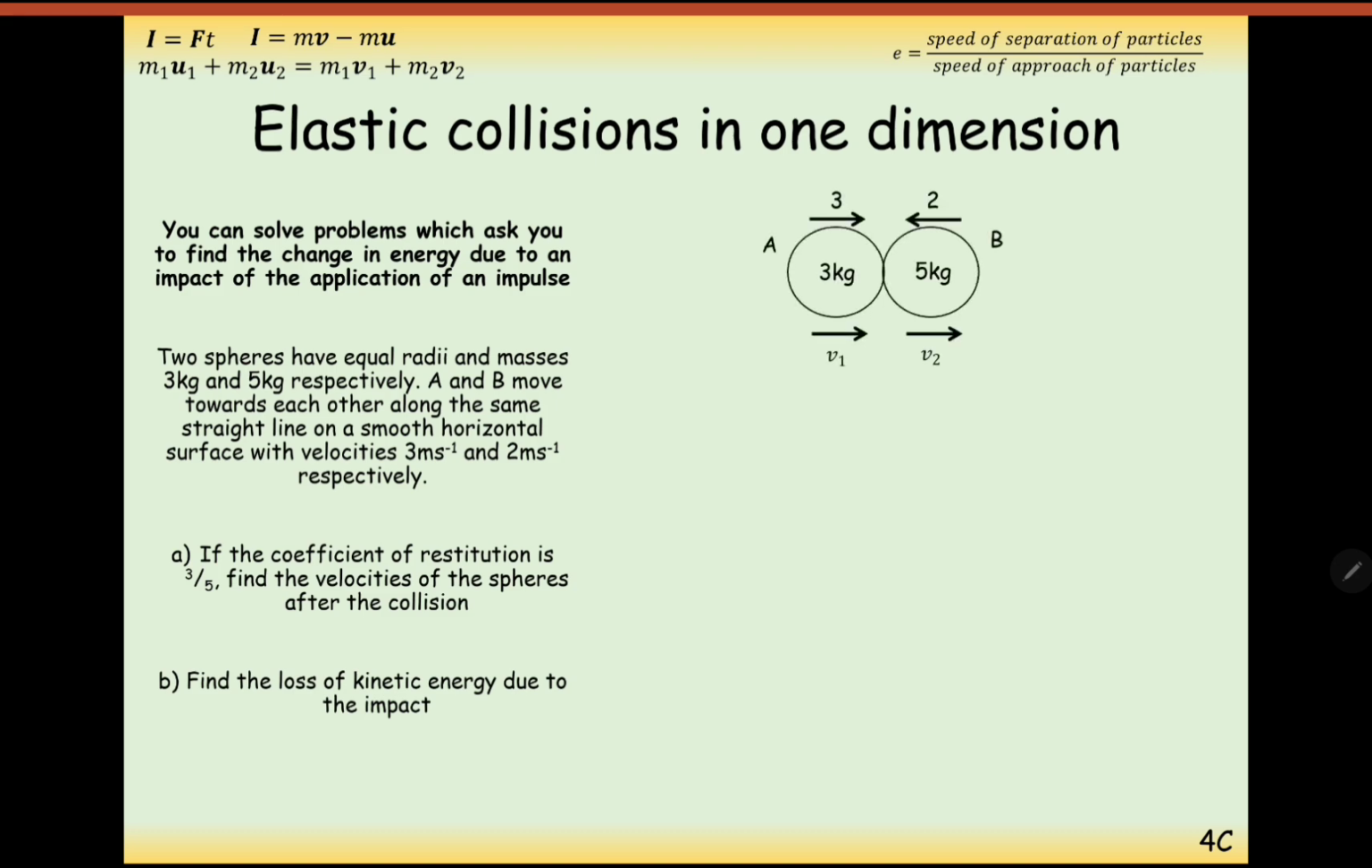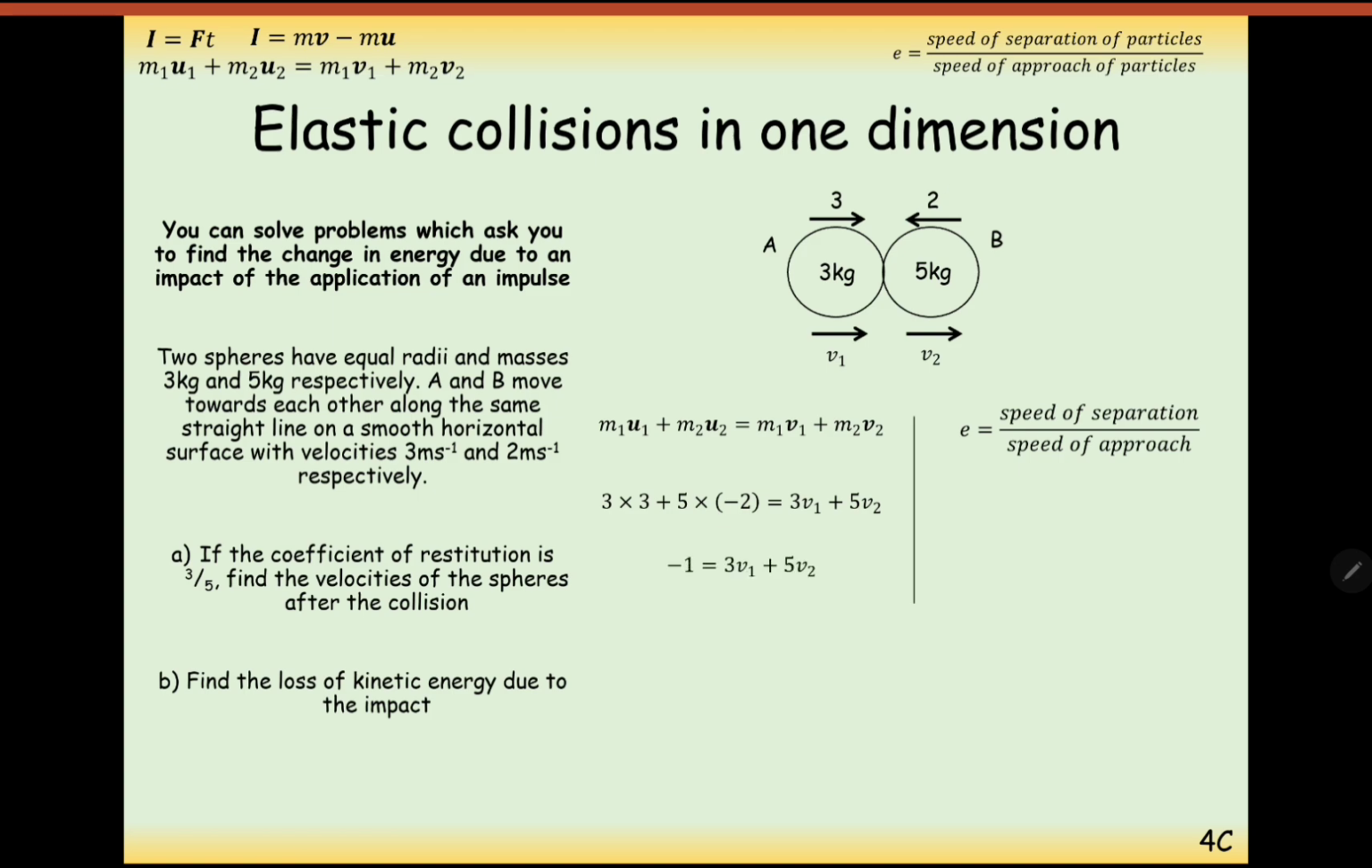So let's draw ourselves a diagram and set up the two simultaneous equations, conservation of momentum and coefficient of restitution. Substitute the values in. Be careful that with the 2 pointing in the opposite direction, it's a negative when it gets substituted into the formula, and we get our first simultaneous equation of -1 equals 3v1 add 5v2.